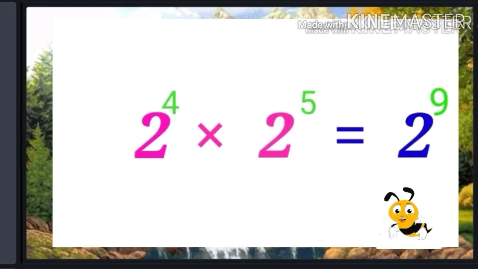Let us look at one more example. 2 raised to power 4 multiplied by 2 raised to power 5 is 2 raised to power 9. 4 plus 5 is 9. Here the base is the same, but the powers are different.